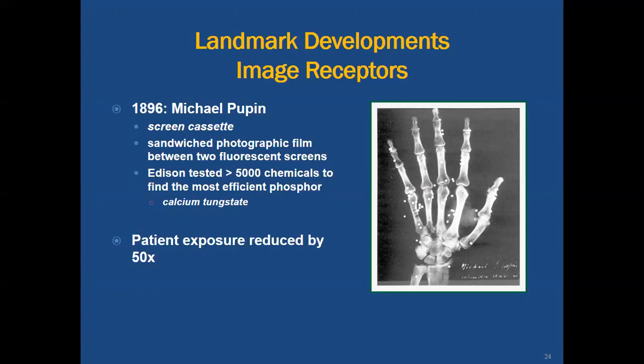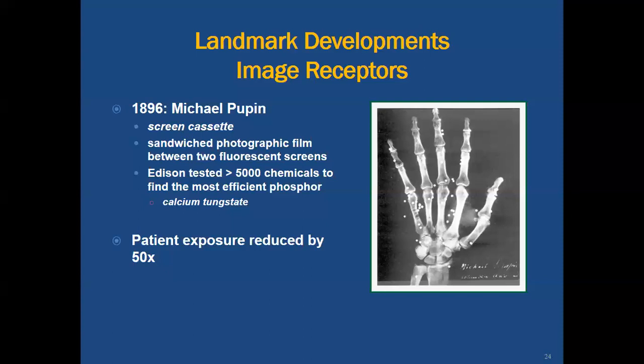But when you think about this invention, one of the things that's amazing to me is that the actual phosphor material that was utilized, which was calcium tungstate, was discovered by Edison. And in order to come up with this efficient compound, he actually tested more than 5,000 chemical compounds to find one that was efficient. It had to be efficient at absorbing radiation, and it had to be efficient at converting the radiation that it absorbed into visible light, because the visible light is actually what exposed the film.